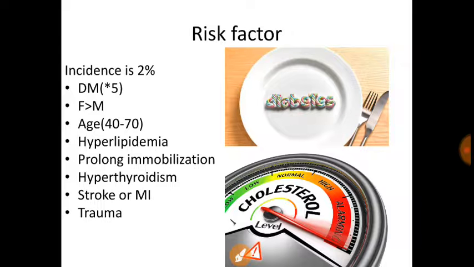Risk factors for frozen shoulder: the overall incidence in the population is 2%. It's 5 times more common in diabetes mellitus, more common in females, and more common in the age group of 40 to 70. Other risk factors are hyperlipidemia, prolonged immobilization, hyperthyroidism, strokes, and MI, and following trauma.